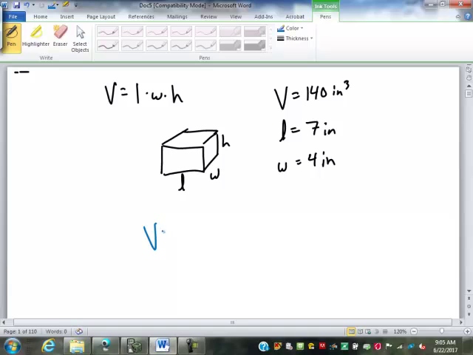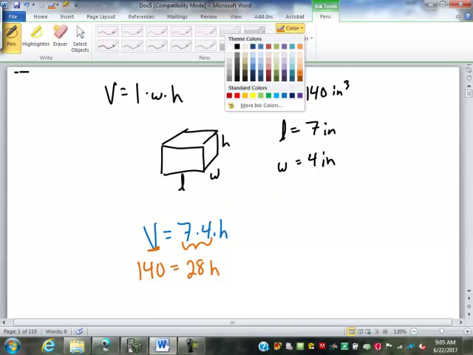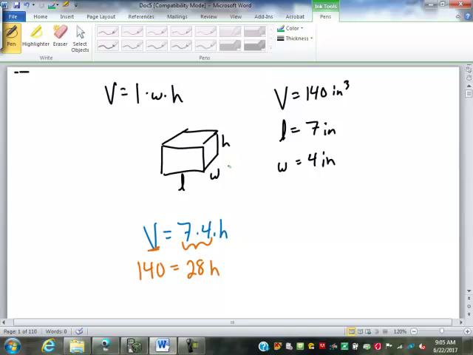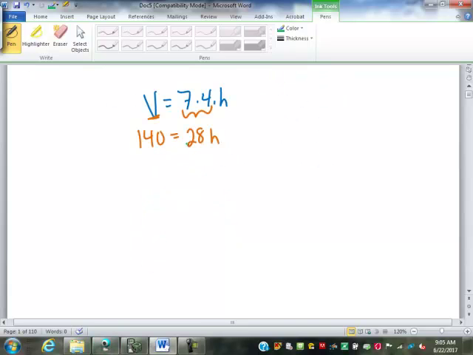So what you're looking at there, volume equals 7 times 4 times h. You're going to multiply out: 7 times 4 is 28. So it's volume equals 28 times h. I should have put the 140 in for the volume up here before, but the little hamster hasn't quite made it in for the day. So we're going to divide by 28. h equals 5. And the units, of course, would be inches.